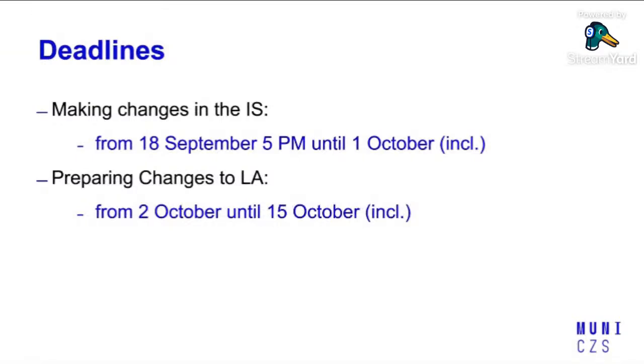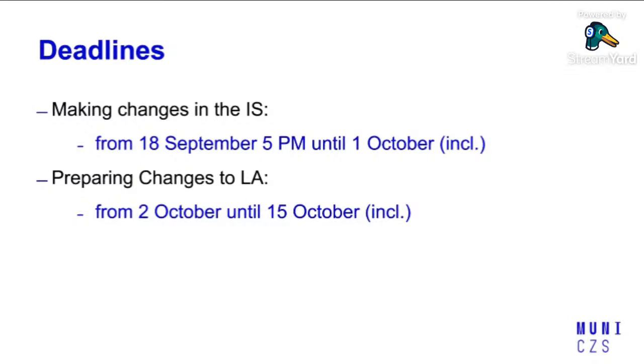The period when the additional changes in your enrollment can be done starts on September 18th at 5 p.m. and ends on October 1st before midnight. Until October 1st, you are allowed to make changes in the enrollment in the information system. You can enroll in new courses, you can unenroll and unregister courses that you do not want to attend anymore, and you can change seminar groups.